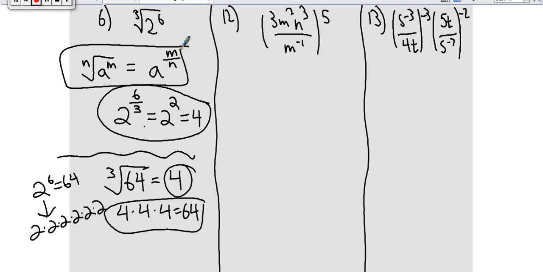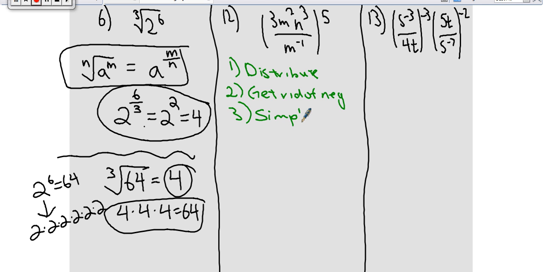Let's take a look at number 12, which is very similar to number 7 on the front of the page, where you're supposed to write step by step. Just remember that we kind of discussed what these step-by-step rules are. Remember, step number 1 was to distribute. Step number 2 was to get rid of negatives. And step number 3 was to simplify, either by multiplying the terms together or dividing the terms out, or adding and subtracting exponents, basically.